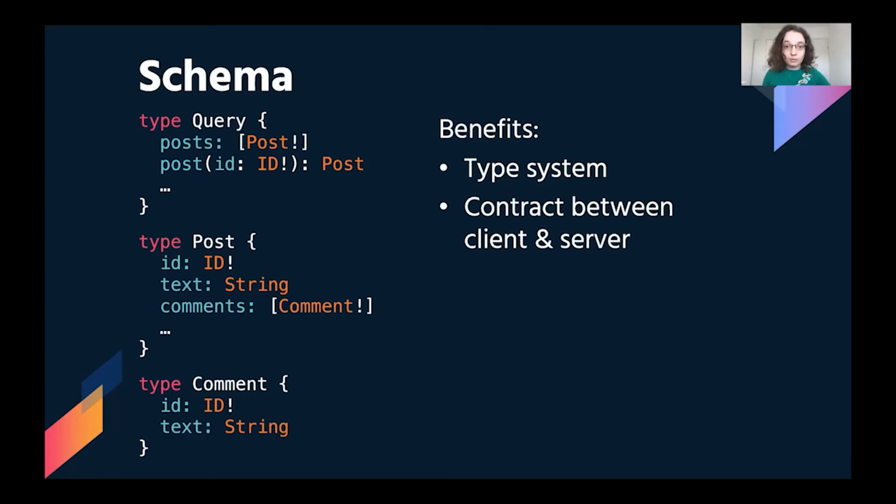Another benefit of having a schema is that it serves as a contract between the client and the server. So when you are about to develop a new feature, the backend and the frontend can first decide on the schema together, and then they can start developing the features simultaneously because they already know what the API is going to look like.